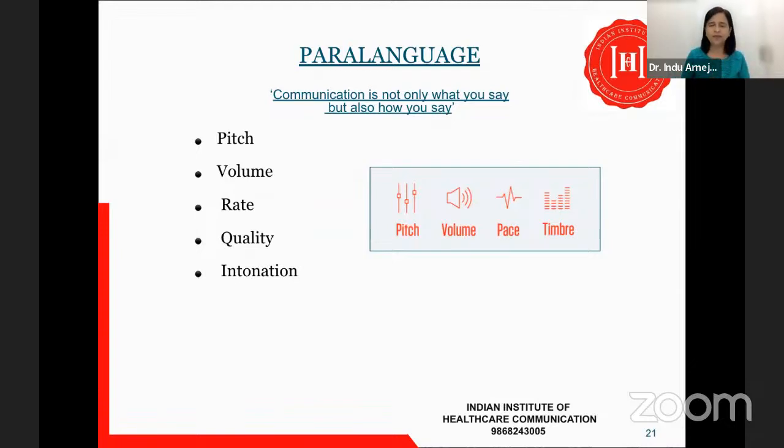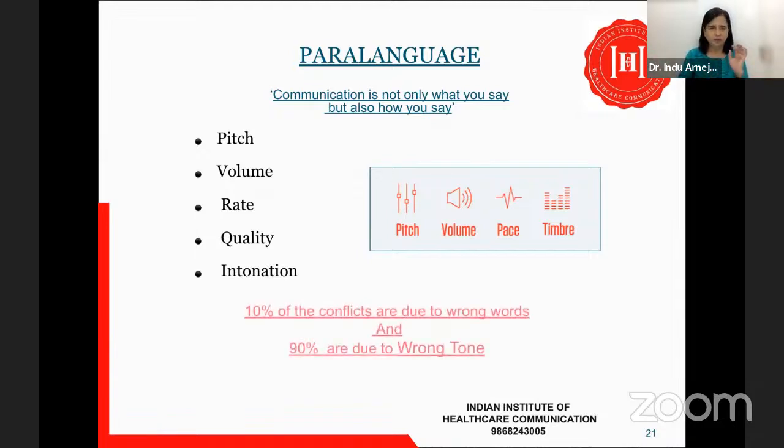Somebody comes in and I say, "Aye." Somebody comes in and I say, "Aye." I haven't changed the word, but I changed my tone of voice. I think the whole communication completely changed. And 10% of the conflicts are because of the wrong words. 90% of the conflicts are because of the wrong tone of voice. People can understand our intention and message from our tone of voice. So it's very important to remember that the tone of voice has to be appropriate, professional, and very carefully thought of.